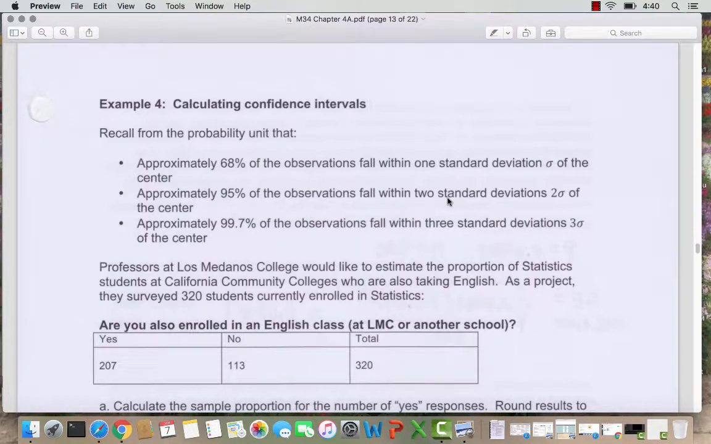So we're going to now construct confidence intervals. This is another tool that we use to make predictions. So remember from our probability unit last chapter that approximately 68% of the observations fall within 1 standard deviation, approximately 95% of the observations fall within 2 standard deviations, and approximately 99.7% of the observations fall within 3 standard deviations.